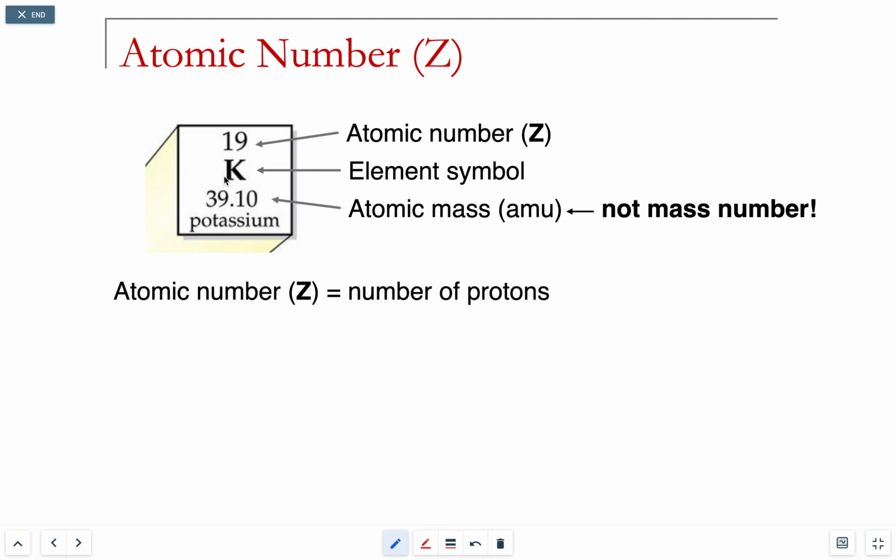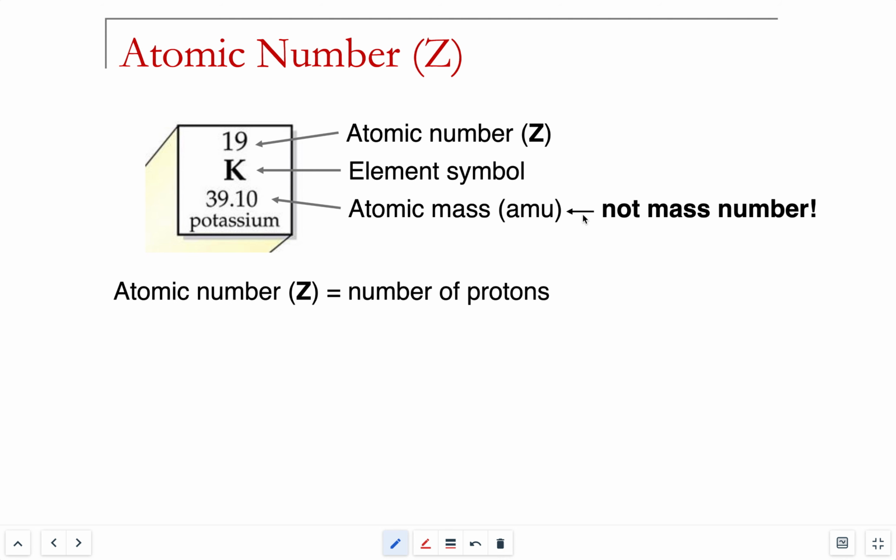The next piece of information you'll see is a letter. So this is the symbol of the element. K actually stands for the Latin kalium, which we call potassium in English. So you need to know that K represents the element name potassium. The other piece of information that you get is something called the atomic mass. Now, we haven't really introduced this yet. The units are in atomic mass units, and they are often a fraction. Do not confuse this with the mass number we just defined on the previous page, which is always a whole number.